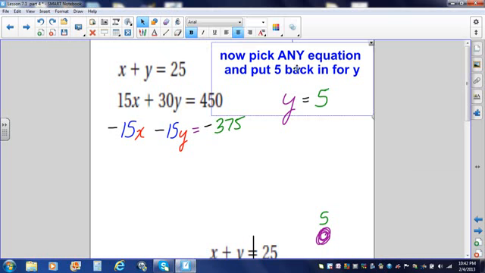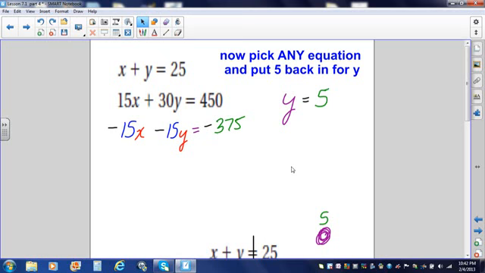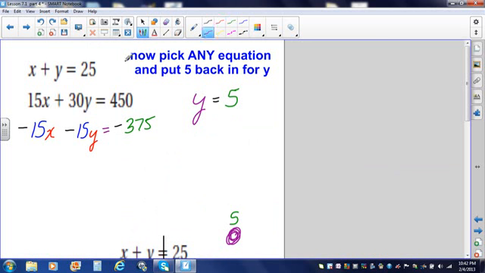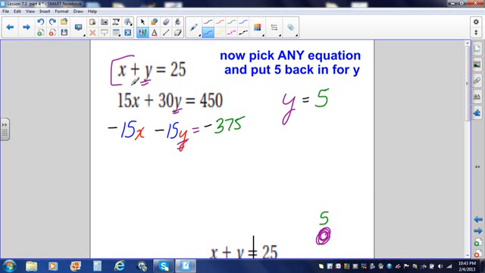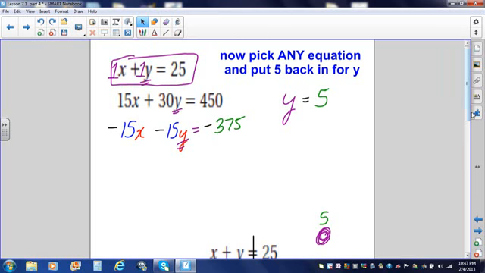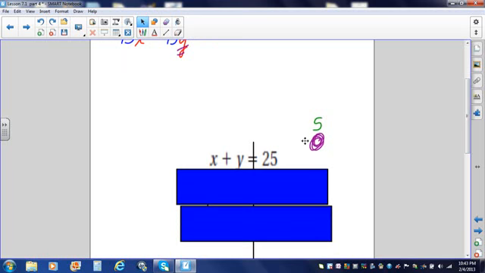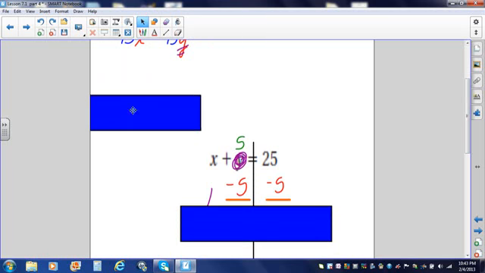We're almost done. Now, you pick any equation, and you put 5 back in for y. So I'm either going to put 5 back in for y here, here, or here. Which one? It doesn't matter. Your choice. The easiest equation to substitute 5 back in for would be the top one. Why? It has the lowest numbers. What do you mean, Ms. Ropes? This is a coefficient of 1 and a coefficient of 1, so that will be the least amount of work. I will put in 5 for y.